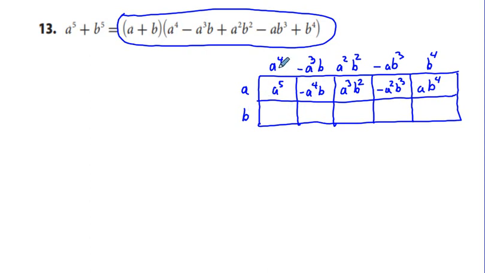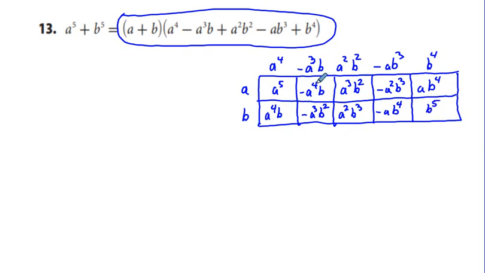And then we're going to have b times a to the fourth power, so a to the fourth b, and then b times negative a cubed b is going to be negative a cubed b squared, and then b times a squared b squared is going to be a squared b cubed, and b times negative a b cubed is going to be negative a b to the fourth power, and finally b times b to the fourth power is b to the fifth power.